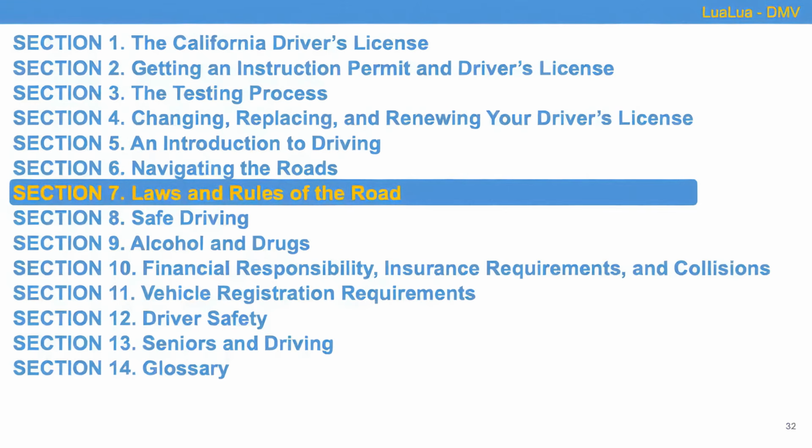Heavy traffic or bad weather. You must drive slower when there is heavy traffic or bad weather. At the same time, you should not block normal and reasonable traffic flow by driving too slowly. If you drive faster or slower than the speed limit, you may be cited.